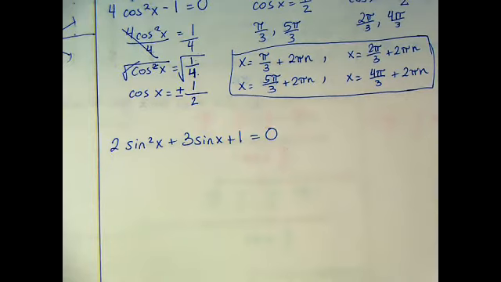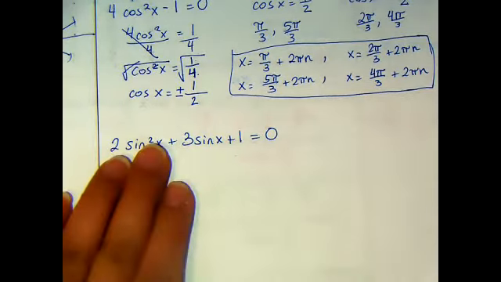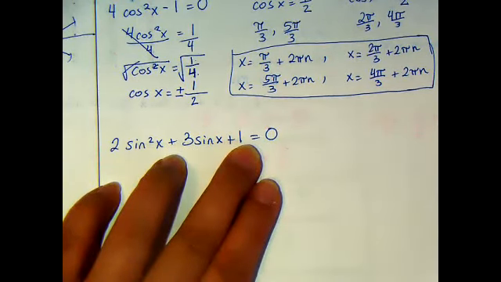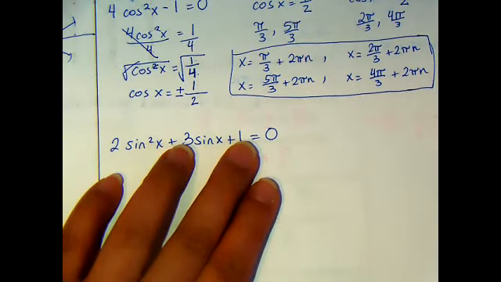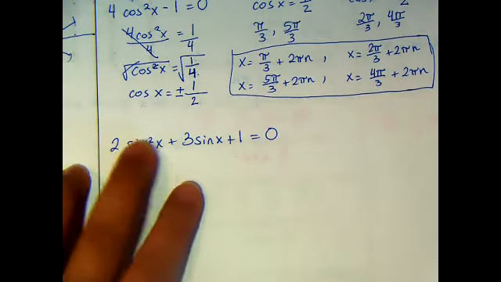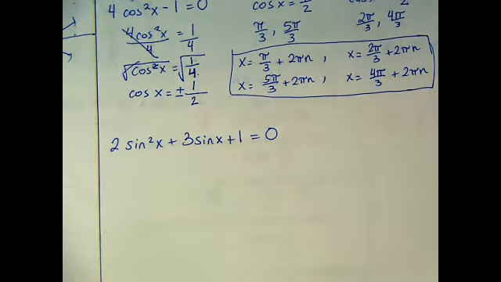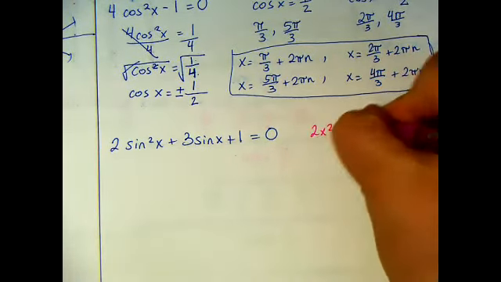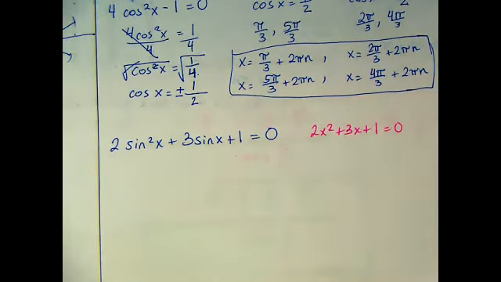Yes, this looks a lot like a quadratic. You have your x squared, your basic x, and your, oh my gosh, I'm blanking on the word, constant. Thank you. So think of this as 2x squared plus 3x plus 1, right? If we were to solve this as a quadratic, I would be looking at it like this, 2x squared plus 3x plus 1, where x is sine of x in this situation.